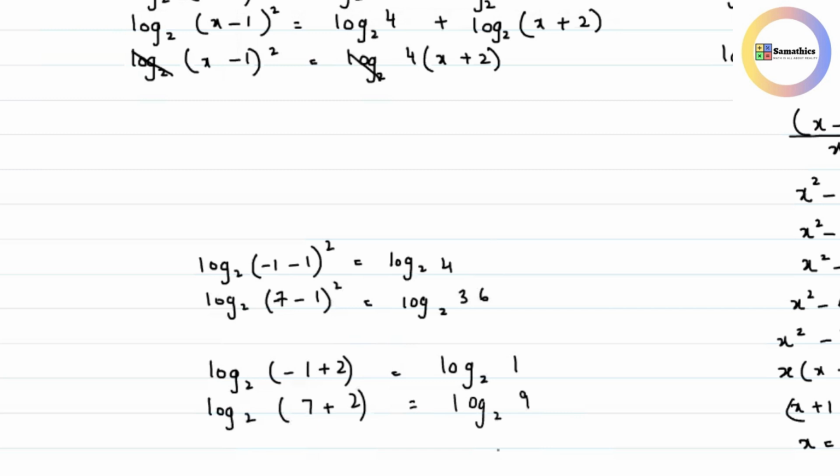So all these logs are defined. If any of the cases is undefined, then we will not consider that value. And when will it be undefined? When we get a negative sign here, or we get a negative sign here. So in that case you will write that it is undefined, and then you will write that value as rejected, right?